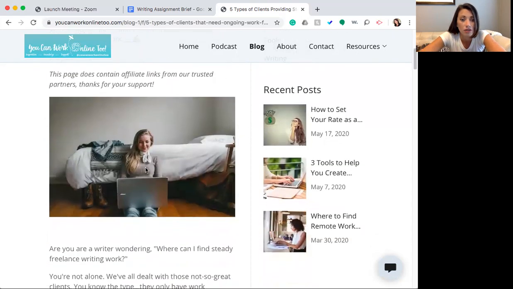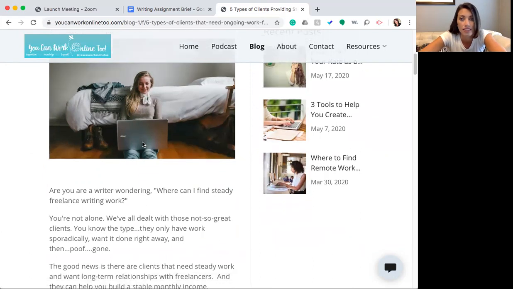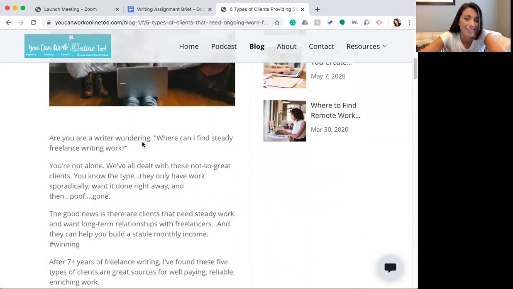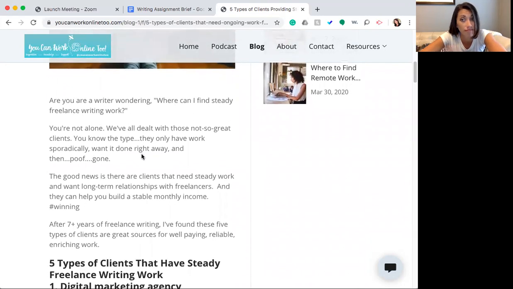A picture, you always want to supplement your content with a picture that helps to drive home the thing. Like, this girl's happy. Yes, she's working online. She has all kinds of steady clients. Okay, so are you a writer wondering, where can I find steady freelance work? If you are, this article's for you. I'm telling you, this isn't for everybody. That's who this is for.